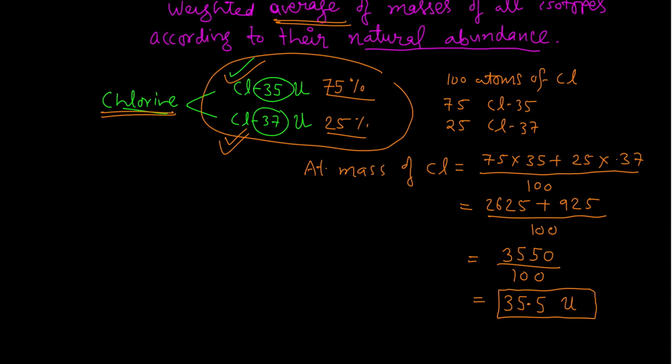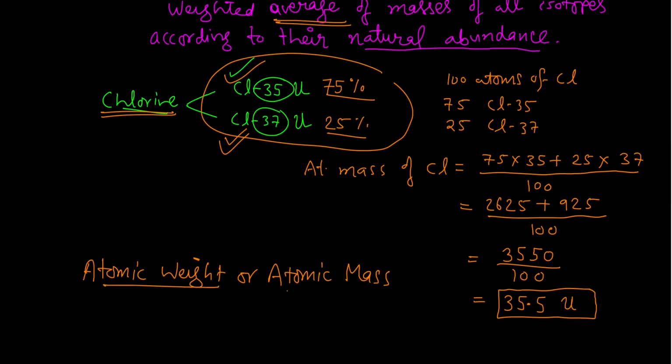So you have to consider all of them, and calculate the average of all the isotopes according to their natural abundance. One last thing before going: atomic weight and atomic mass are the same thing. Most often they are used interchangeably, so you don't differentiate between them. Atomic mass or atomic weight, these two are always used in the same sense.